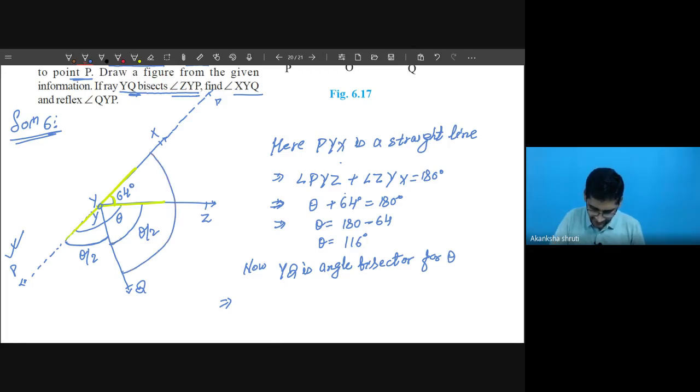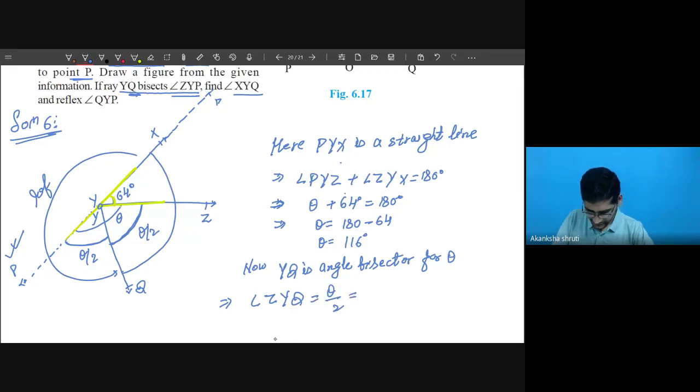For that, if we are able to calculate this theta by 2, then adding this 64, we can get it. And the reflex of this will be this one. So first calculate this angle theta. So therefore angle ZYQ will be theta by 2. Take this, it is 116 by 2. So it is 58 degree.